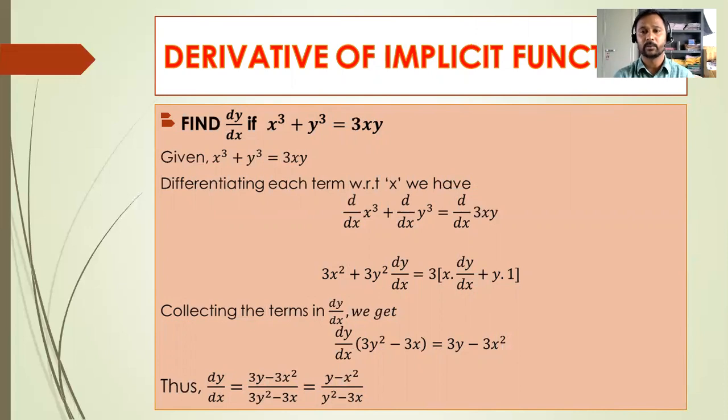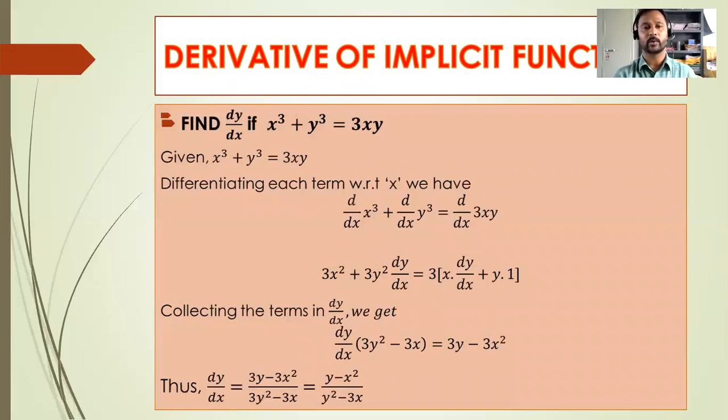See the right side, 3 taken outside. What remains? D by dx of xy, product of two functions. Apply the product rule there. So it is 3 into x into dy by dx plus y into 1. 1 is the derivative of x. Collecting all the terms in dy by dx, you can see different terms in dy by dx to the left and right of the equality. So you collect all the terms in dy by dx. We have dy by dx into 3y square minus 3x is equal to 3y minus 3x square.